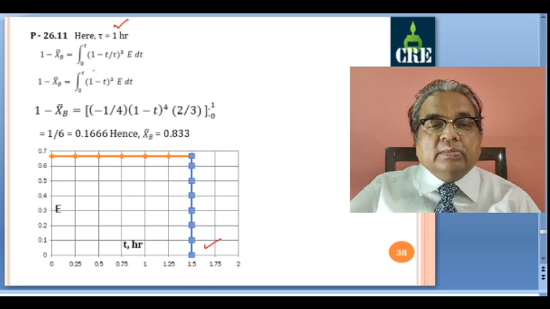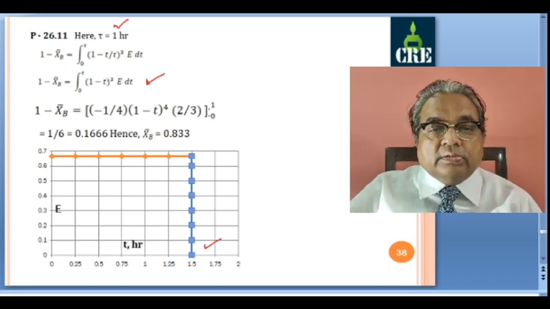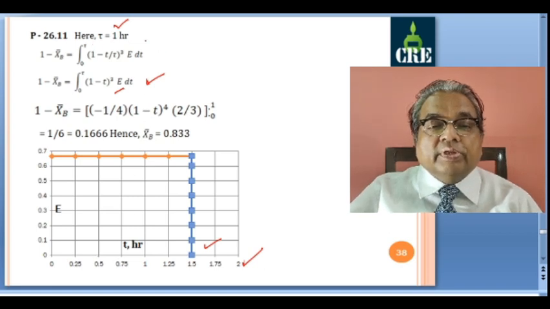So 1 minus xb bar is integral 0 to tau of (1 minus t/tau) whole cube E dt. This expression we know. When I substitute tau is equal to 1, this simplifies to simply 1 minus xb bar is equal to integral 0 to tau of (1 minus t) whole cube E dt, and all 4 cases are similar, the only change is the form of this exit age distribution. You can refer to the book. These curves have been shown for 4 different cases. Here I have written the time in hours. In the textbook the time is given in minutes. I have converted it to hours and plotted as time in hour because here tau is given in hours.